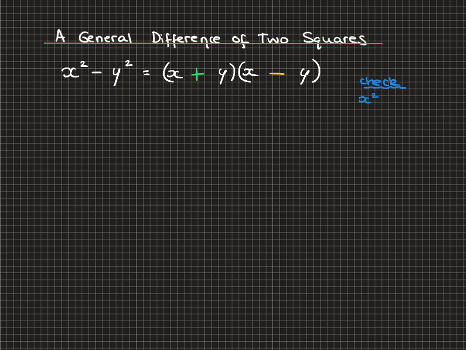So we get x squared minus xy plus xy minus y squared. Now again, what happens? Your minus xy and your plus xy cancel, leaving you with x squared minus y squared. So this is a really useful strategy that will help you factorise the difference of two squares.